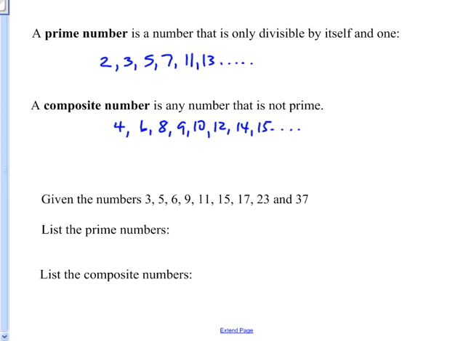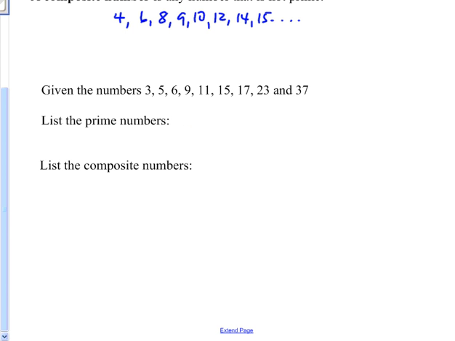So here's a list of numbers. How can I tell which ones are prime? Well, again, I look at which ones have factors other than 1 and itself. Well, 3, it turns out, is prime. 5, only divisible by 1 and 5. But 6 is divisible, 2 goes into it, so 6 is a composite number. 9, well, 3 goes into 9, so 9 is also a composite number. 11, the only factors that 11 has are 1 and 11, so it would go here.